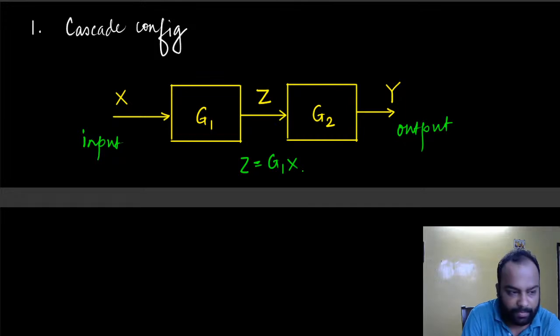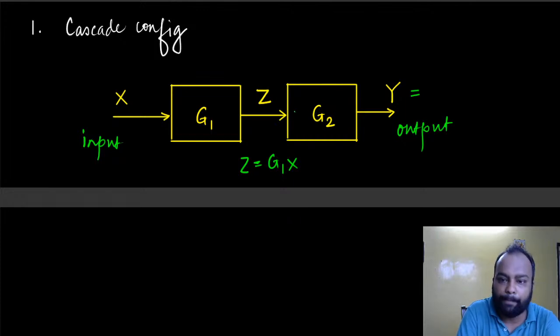Pretty understandable, right? But if z is g1 into x, then let's look at y. Y is the output of system g2.